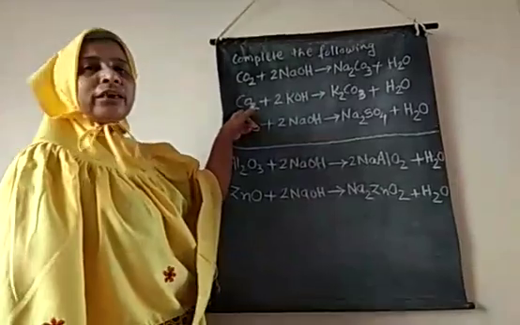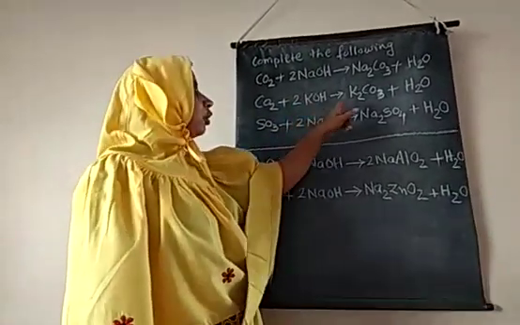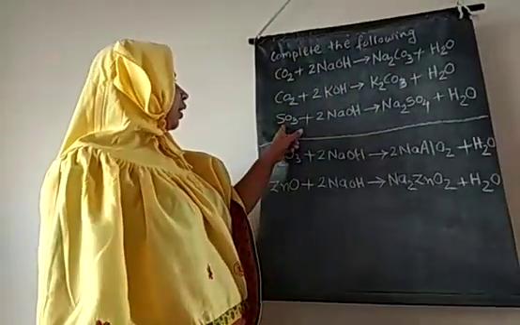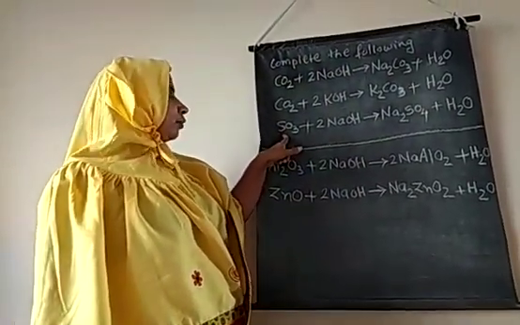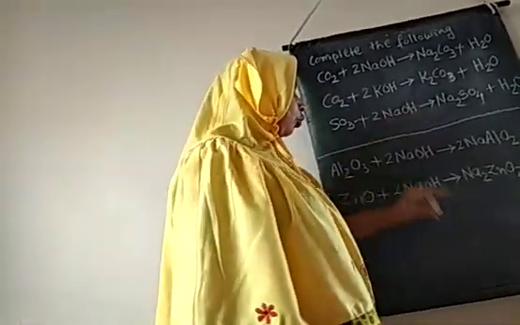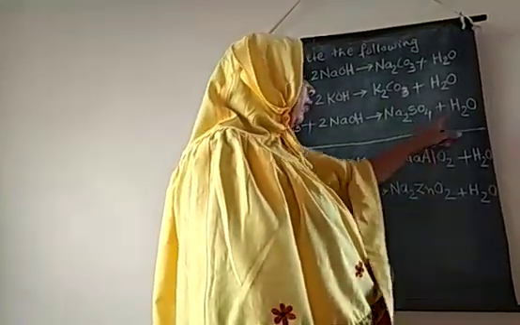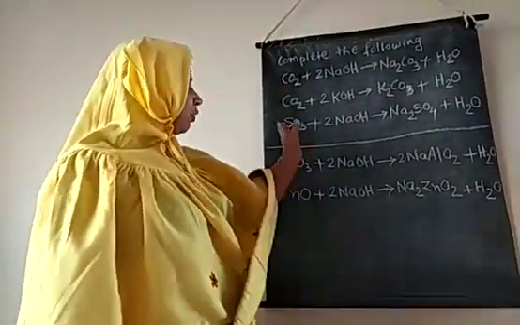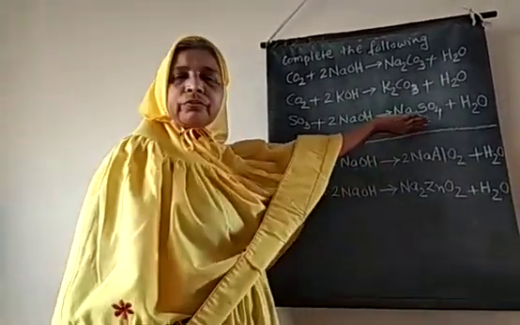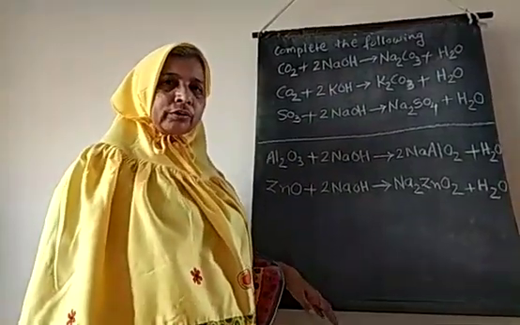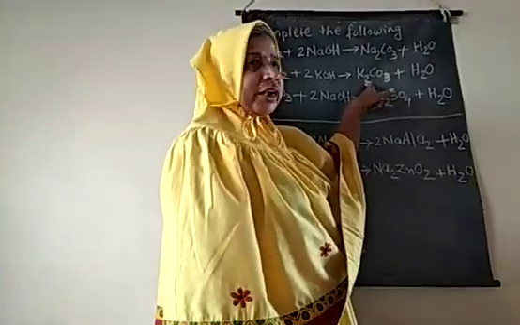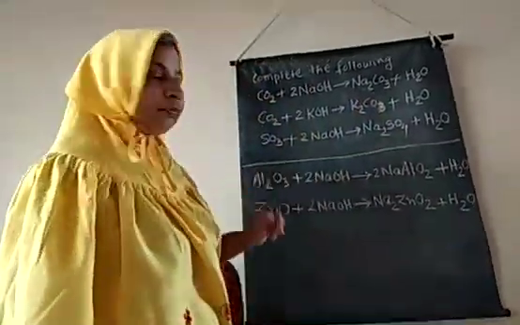Now carbon dioxide reacts with potassium hydroxide to form potassium carbonate and water molecule. Again, sulfur dioxide reacts with sodium hydroxide to form sodium sulfate and water molecule. I am giving all the names, so please note down the names if you want. Write down the names of the salts below. Here this is sodium sulfate, this is potassium carbonate, and this is sodium carbonate.